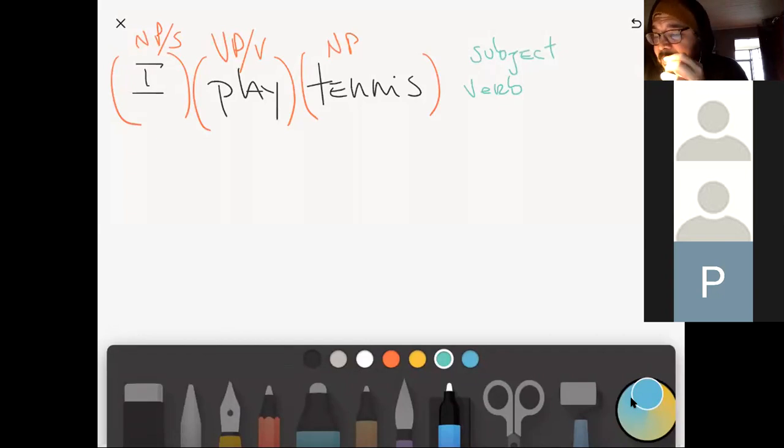And finally, the receiver of the action, in this case, is tennis. Therefore, I will call it object. This is the object of the action. So far, so good. Any problem? Before I continue.